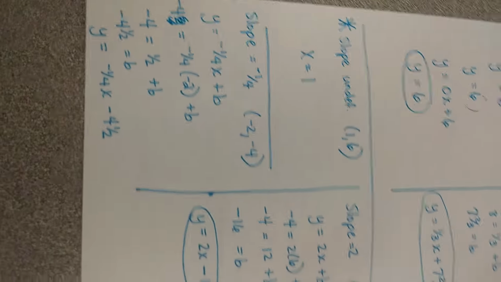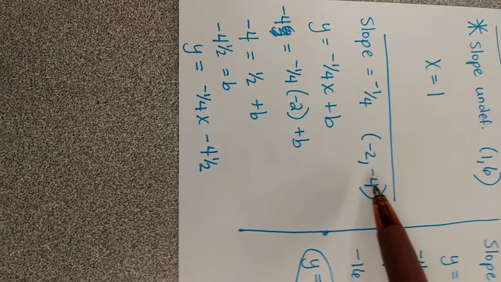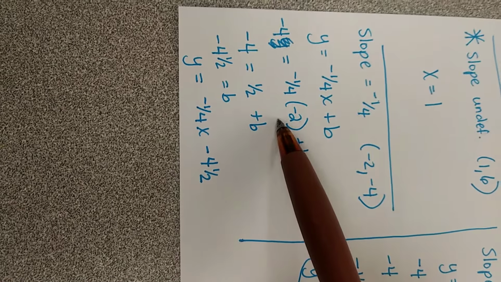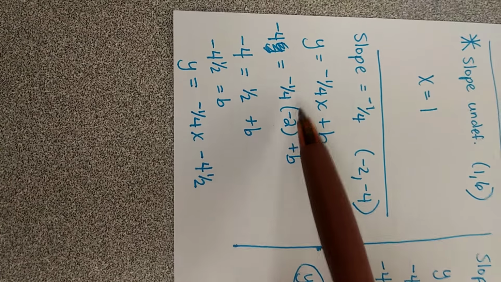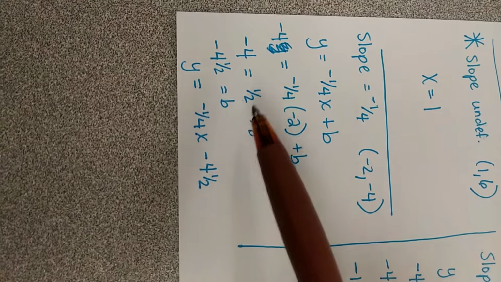So, third example. Nope, I don't want to do the undefined slope. Let's skip to this one. Slope is negative 1/4, and here's my point. I put in the negative 1/4. Put in the x and the y that they gave me. Messed up right there, sorry. And then I work it out. Negative 1/4 times negative 2 is 1/2. I just put that in a calculator.